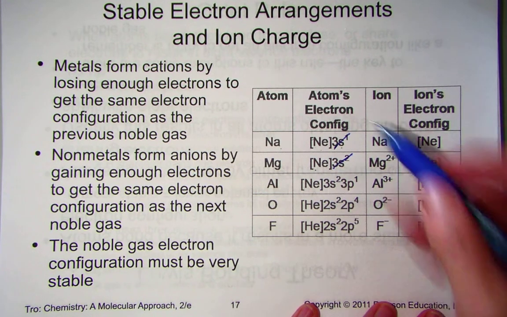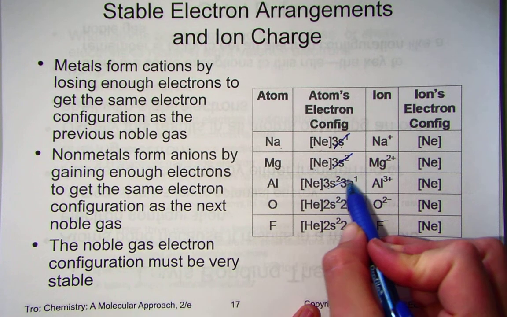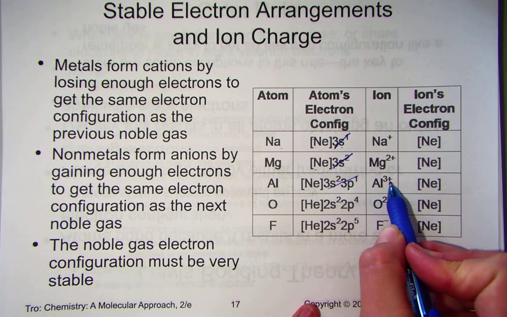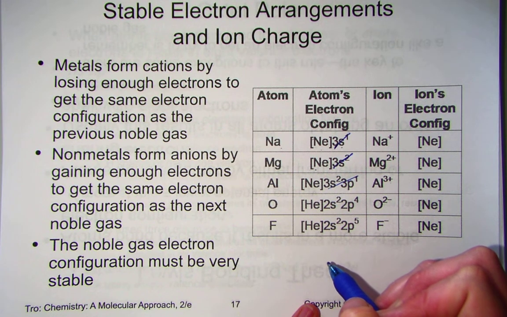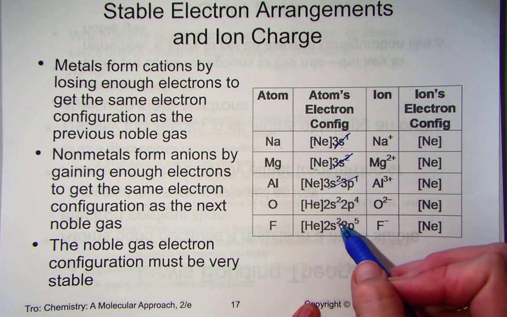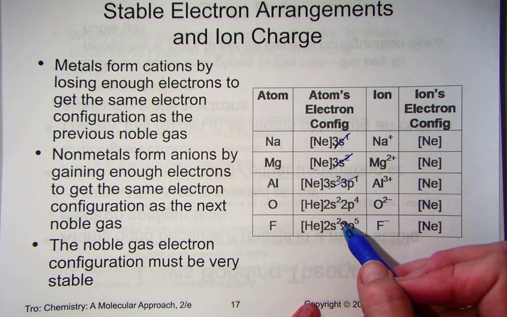Same is true for aluminum. The trend says if I have 3 valence electrons, it will become a +3 when I lose those electrons, again going back to neon. Up above in period 2, we see the nonmetals oxygen and fluorine.